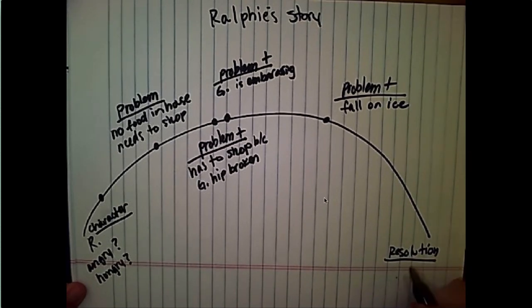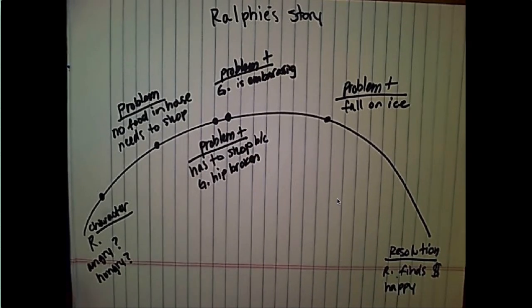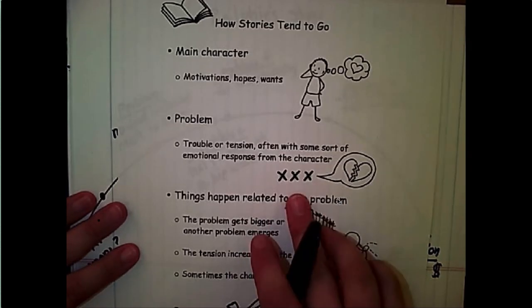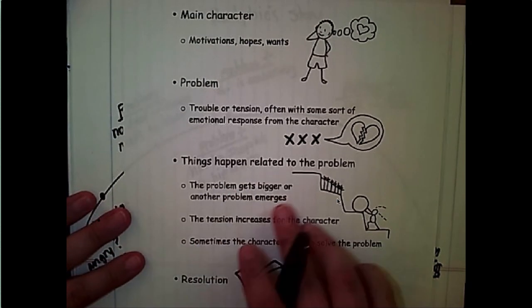where he finds the money. Right? He's happy. Finally he's happy. Okay? So that's my story. Here on my story arc, I definitely have the main character, I have the problem, I have things that happen that are related to the problem, and I have a resolution.